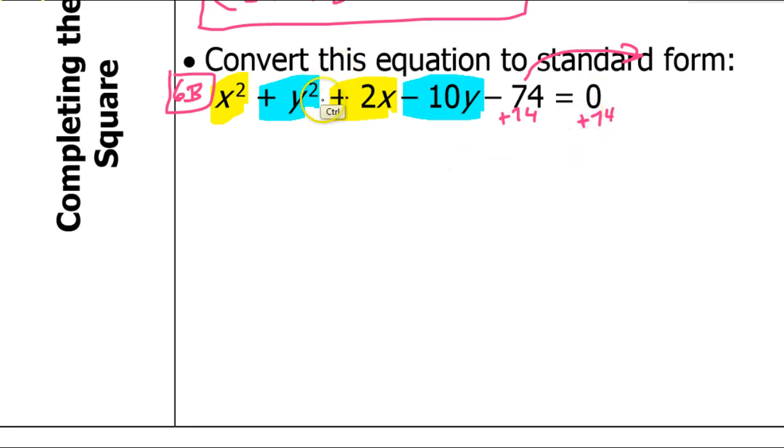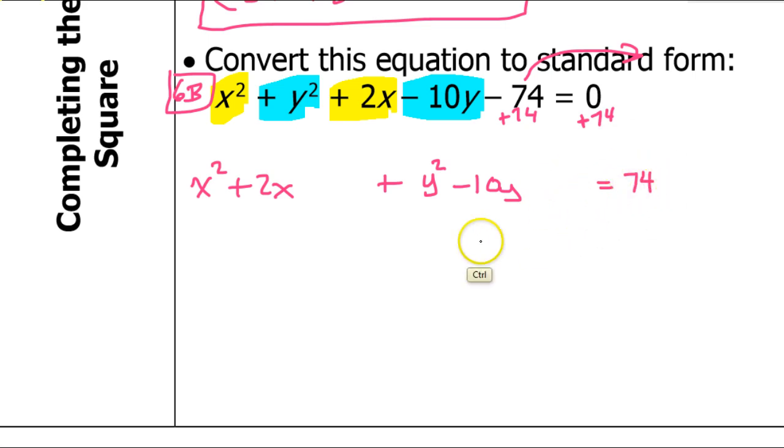Okay, so in that case, here's what I have. I've got x squared plus 2x. That's my x terms together. Leave a little bit of space here to complete the square. And then here come the y terms. So I'm going to have y squared minus 10y. Put those together. Again, leave some space. And then that is going to equal 74.